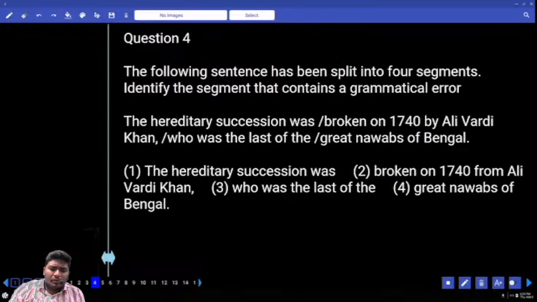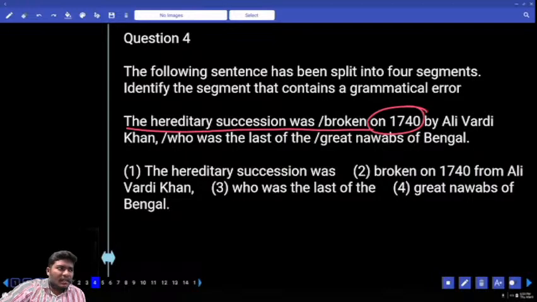Next, move to 4. The hereditary succession was broken on 1740 by Ali Wardi Khan, who was the last of the great Nawabs of Bengal. Very easy one. There is a preposition error. What is that? The hereditary succession was broken. Can we use the year with the preposition on? What do we need there? In so and so year, not on so and so year. Move to 5.